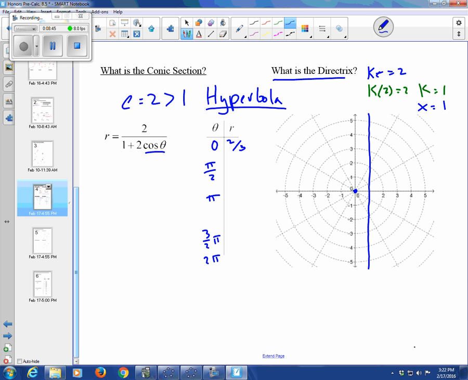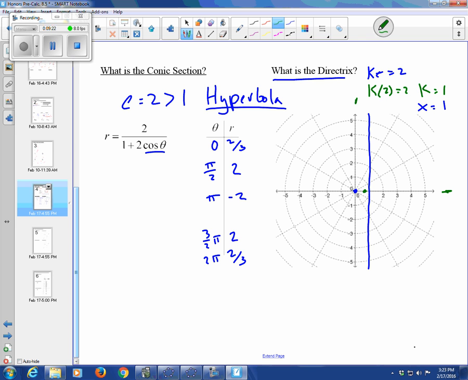For the rotation of pi over 2, we've got cosine is 0, so that's going to give us 2 for the r value. For rotation of pi, we've got negative 1 for cosine, so that's going to give us negative 1 in the denominator. 2 divided by negative 1 is going to give us negative 2. And then right here for 3 halves, we're going to have cosine is 0 again, so that gives us 2 again. And then for 2 pi, we end up back at our 2 thirds. So right here, we can go ahead and plot these points. At a rotation of 0, we've got our 2 thirds, so approximately right there.